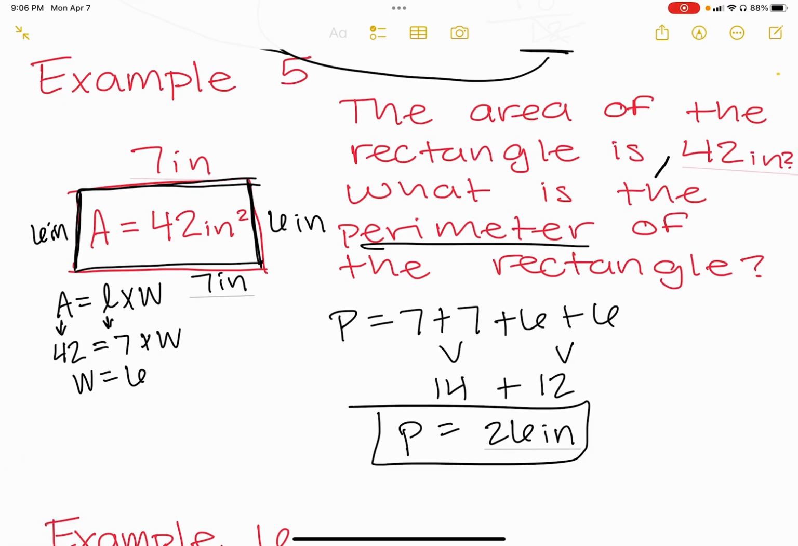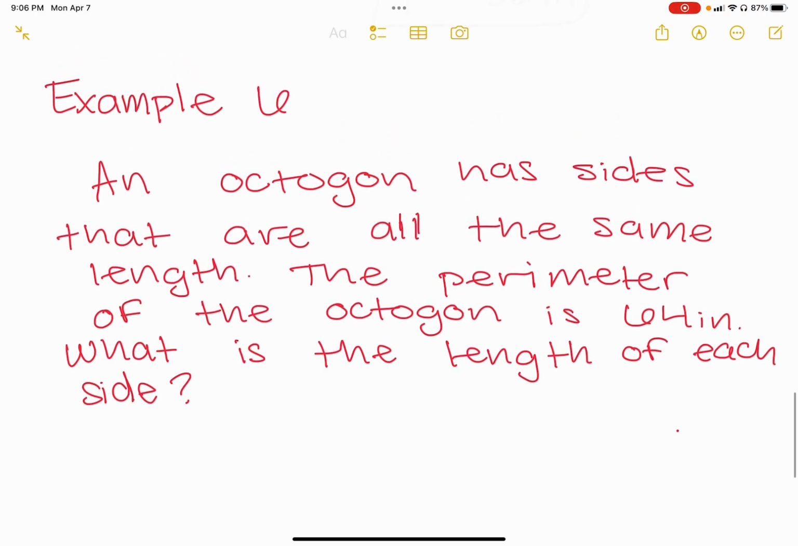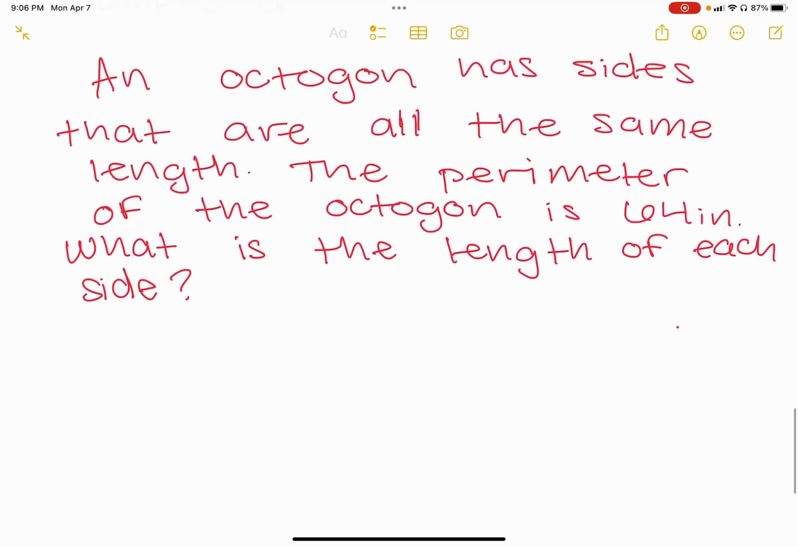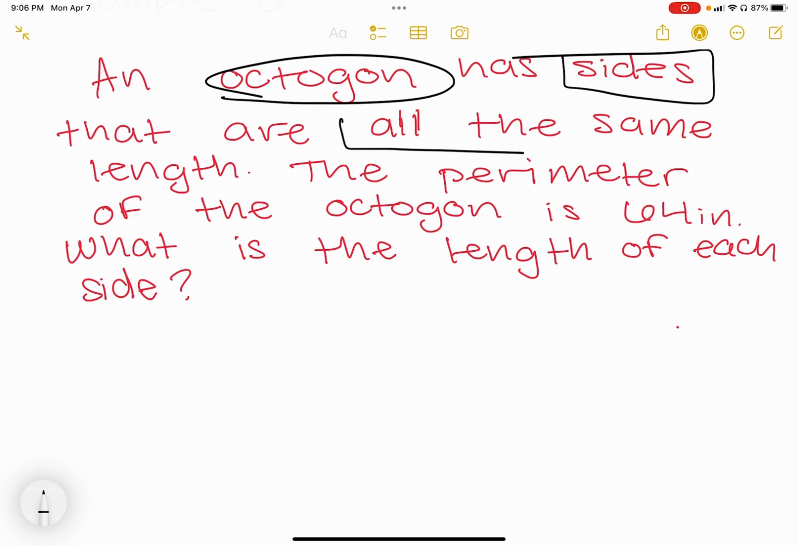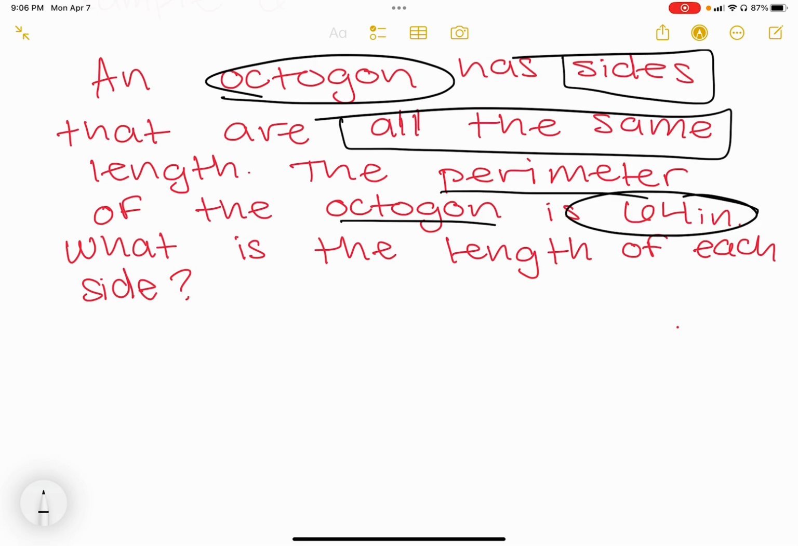Okay. Now I'm going to look at example 6. An octagon has sides that are all the same length. The perimeter of the octagon is 64 inches. What is the length of each side? So this tells me I'm working with an octagon. The sides are all the same length. And the perimeter of the octagon is 64 inches. And I want to know what is the length of each side.